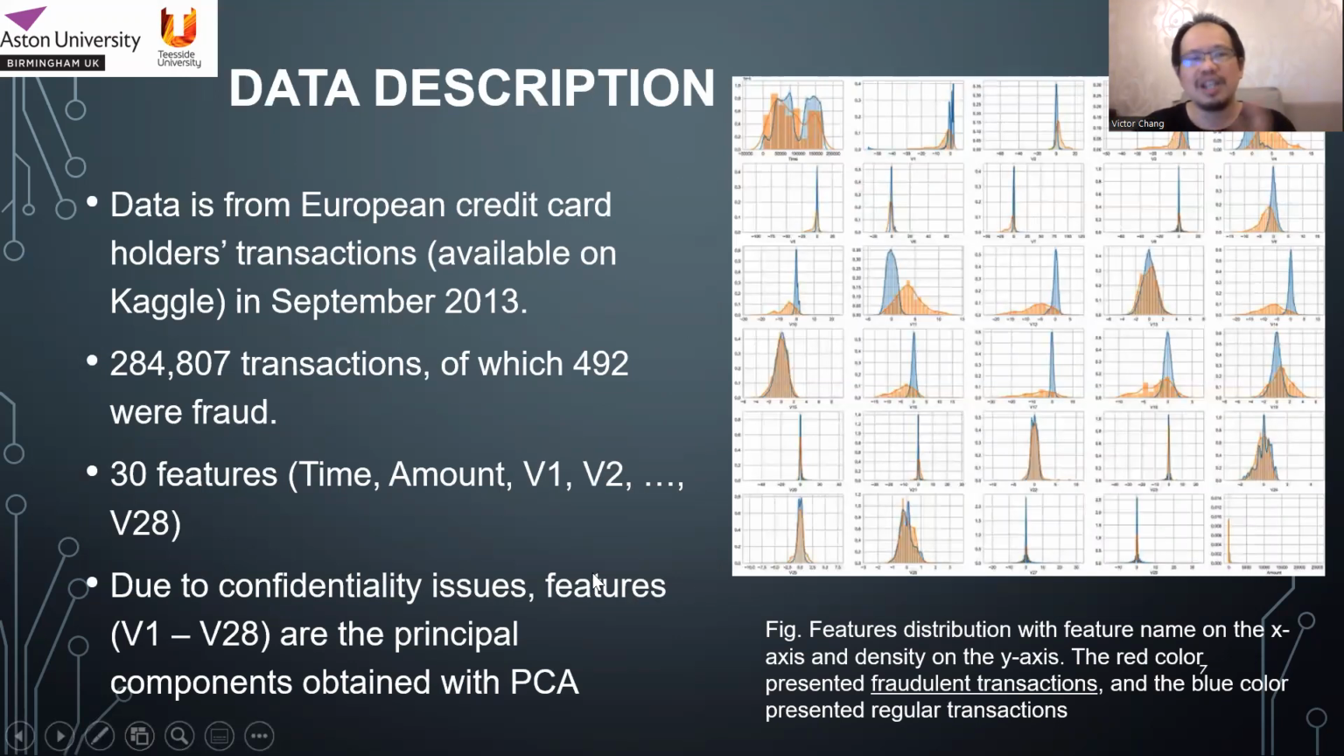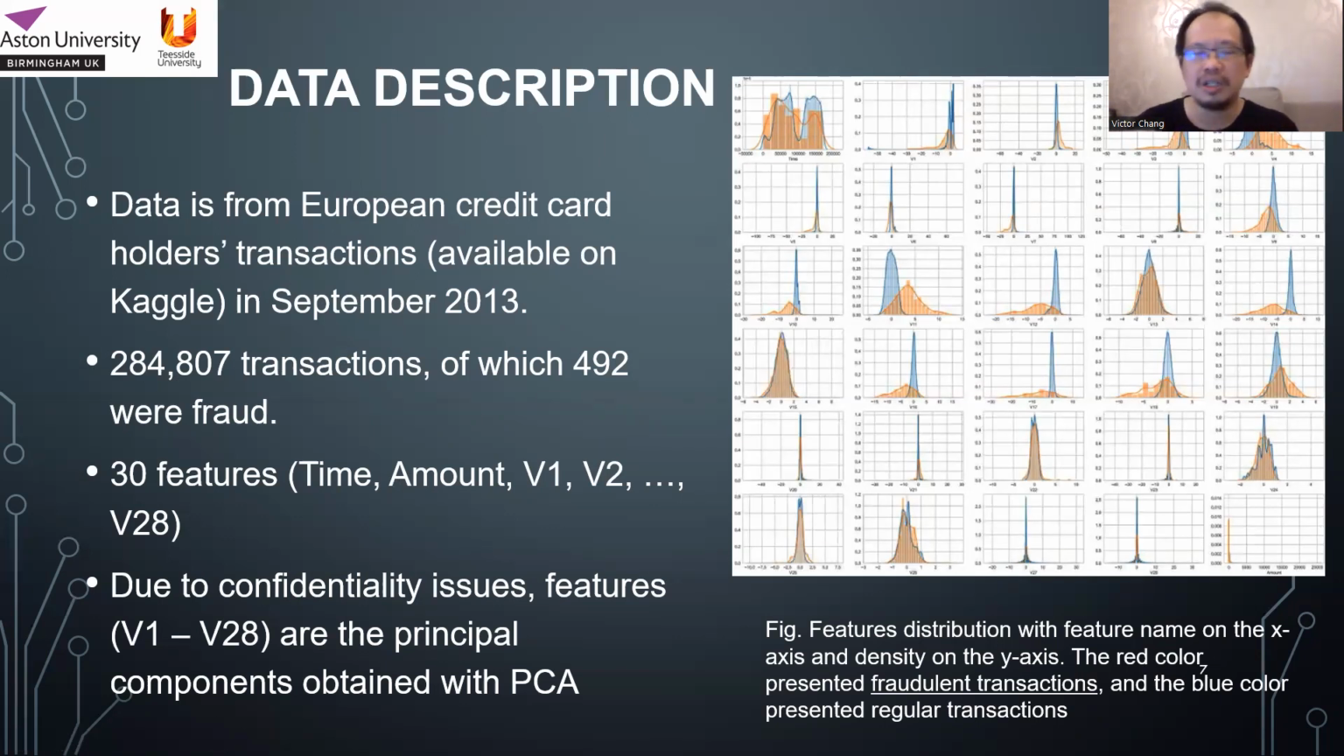So we are very fortunate to have data from European credit card holder transactions that is available on Kaggle from September 2013. In summary, we have more than 284,000 transactions, of which 492 were fraud. This proportion is on an increasing basis, and each fraud case may result in financial losses.